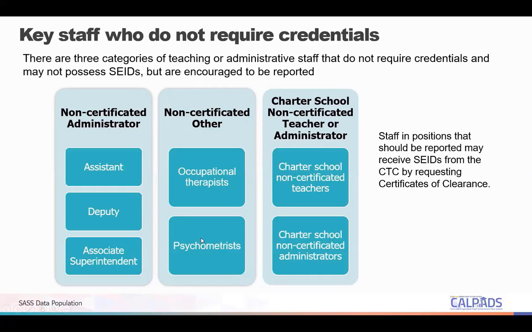Should you need to report these staff members, you still need to acquire a SEID from the CTC to be able to report them. So staff in these positions who should be reported may receive SEIDs from the CTC by requesting a certificate of clearance. Once that clearance is issued and they provide you a SEID, then you report these staff members to CALPADS.